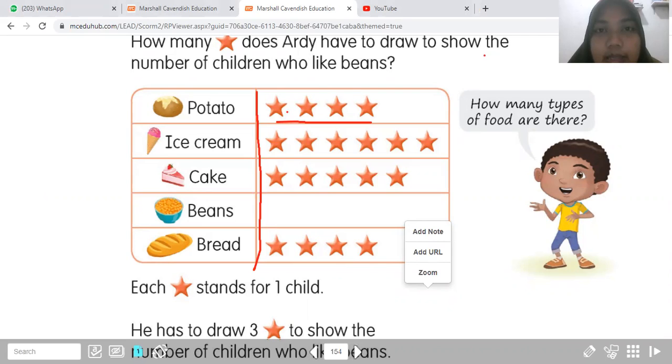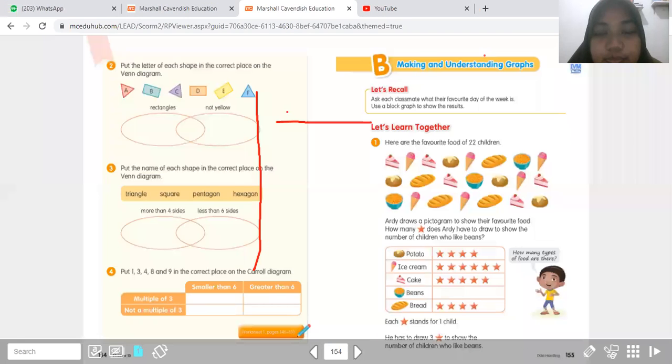Okay, so wait a minute, students. It's still loading. Wait a minute.